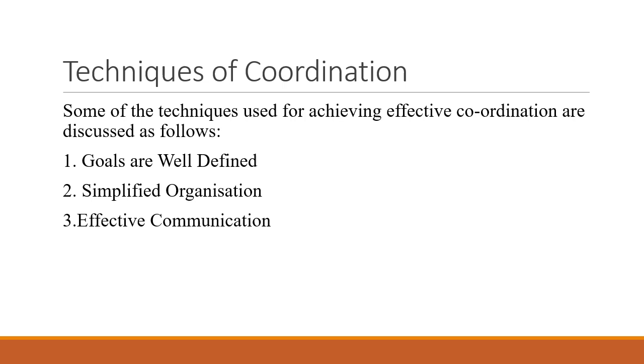Second is simplified organization. The organizational structure should clearly define the authority and responsibility of each and every person. This will help in reducing conflicts among persons. Over specialization of activities also creates problems of coordination. There should be well defined organization charts, job descriptions, work manuals, etc., for avoiding any type of misunderstanding. Coordination will be achieved when there are clear lines of authority and responsibilities.